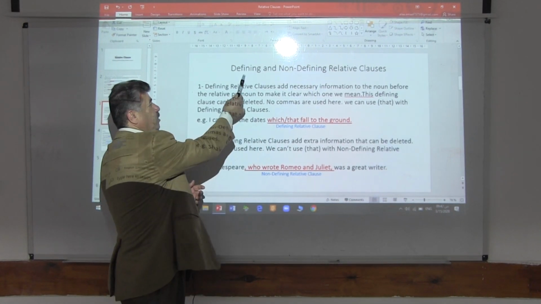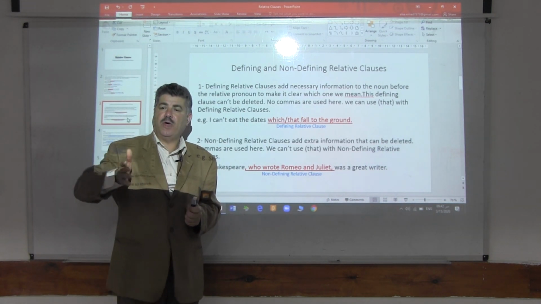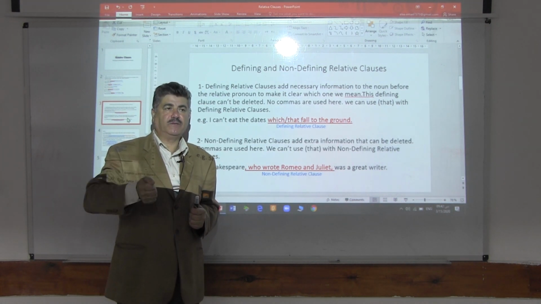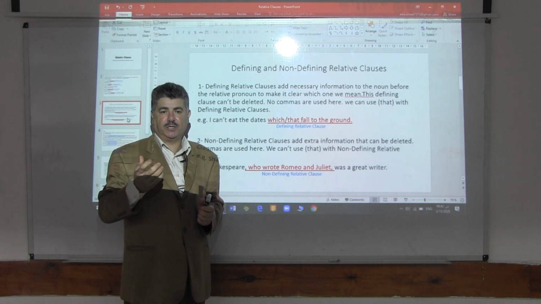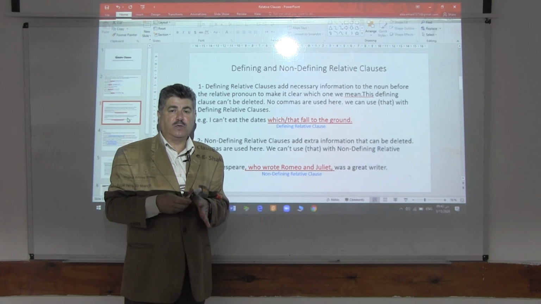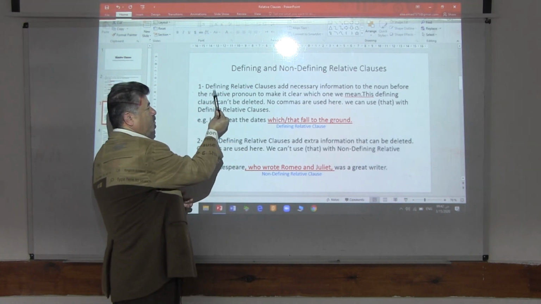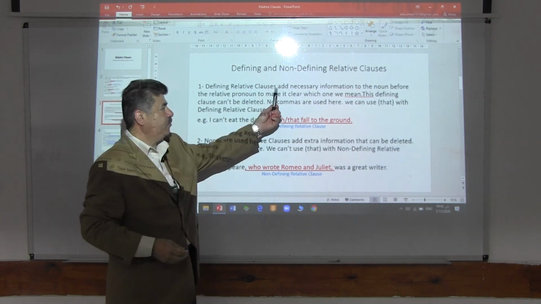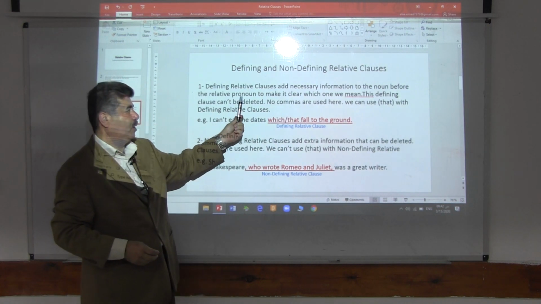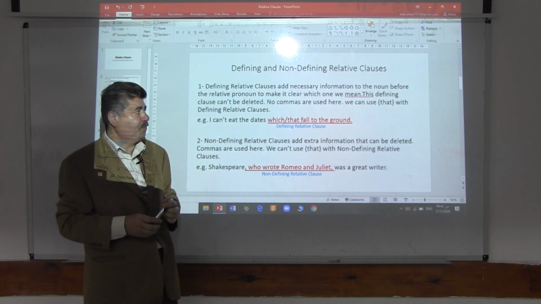Now, let's start with the first one, the defining relative clause. A defining relative clause means that this clause gives necessary or very important information about the noun before it. We need this clause to define the noun. Without it, the meaning becomes unclear. So, defining relative clauses add necessary information to the noun before the relative pronoun to make it clear which one we mean, which one we refer to.